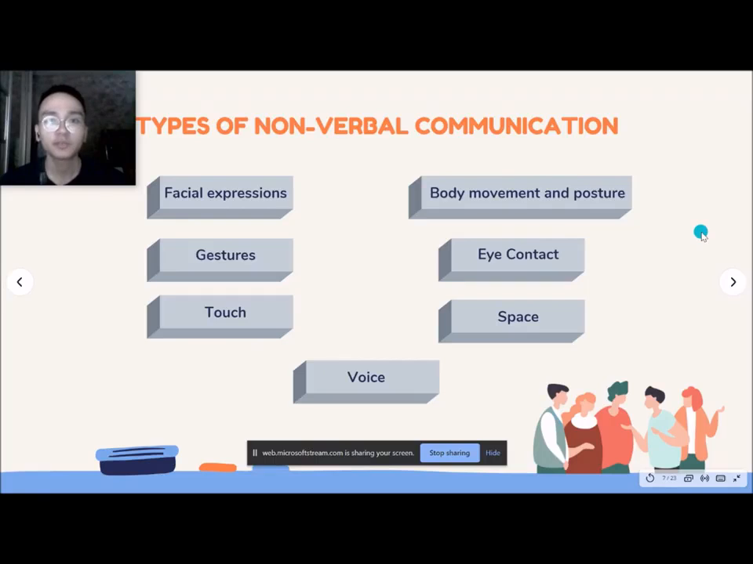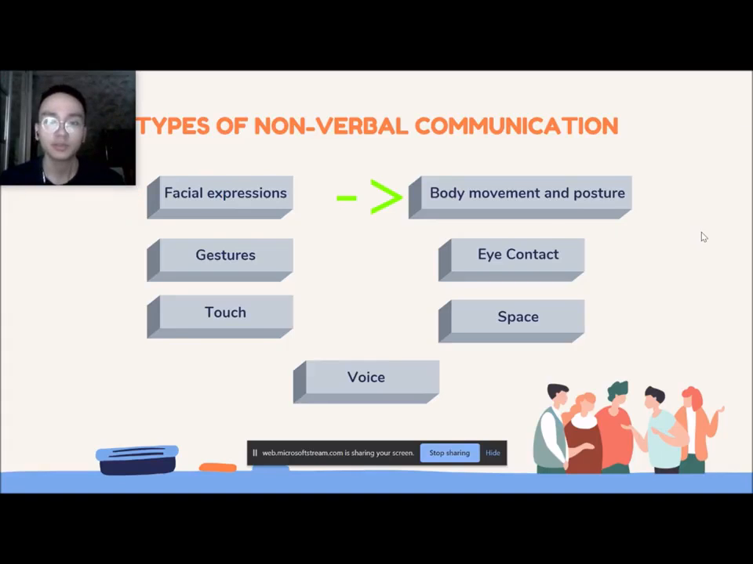And as for the types of nonverbal communication, there are 7 types. The first one is facial expressions, then body movement and posture, gestures, eye contact, touch, space, and the voice. So for the first one, facial expression, there are many types of facial expressions. Some examples are smiling, crying, sadness, and anger. Those are some of the types of facial expression.